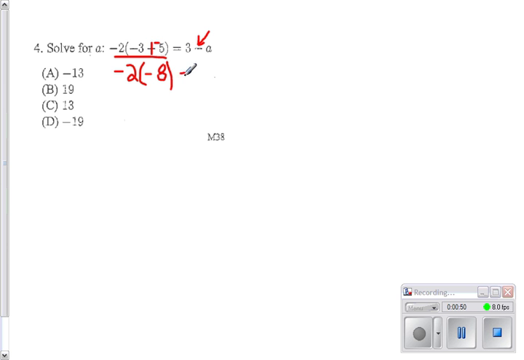All right, and then we'll just bring the 3 minus A down. So we have -8 times -2, so negative times negative is a positive 16, and that is going to equal 3 minus A.